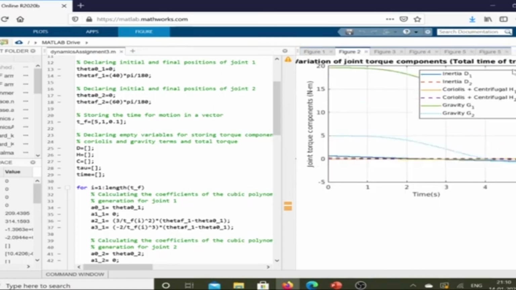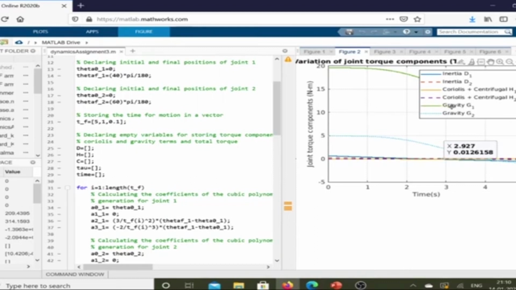So figure 2 is for a travel time of 5 seconds. Now you see that the inertia torque, which is the blue color and the red color, is as good as 0. Okay, so please note this. What I was trying to explain with these graphs is that as you change your acceleration, your torques are going to change and your different components are going to change.